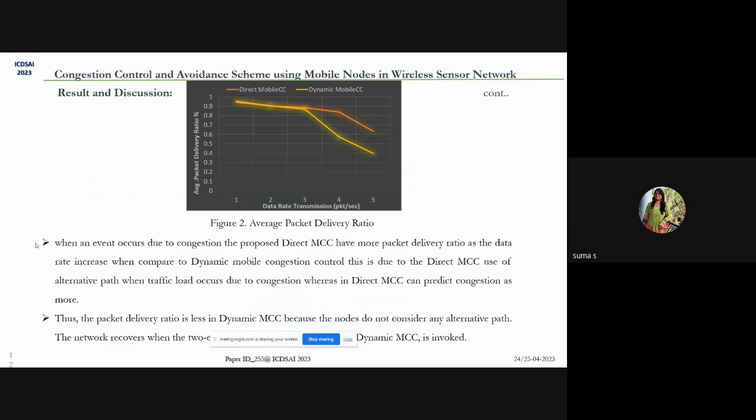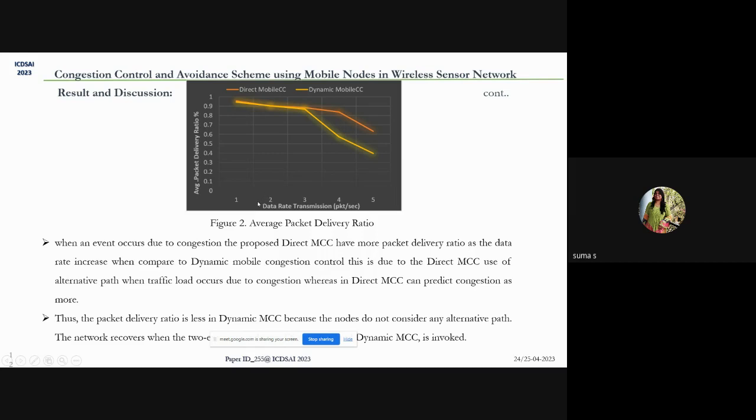So the first graph represents the average packet delivery ratio. Here the x-axis represents the data rate transmission, which is calculated in packets per second, and the y-axis represents the average packet delivery ratio in terms of percentage. The graph is plotted from direct mobile congestion control towards dynamic mobile congestion control. Whenever the event occurs due to congestion, the proposed dynamic direct mobile congestion control has a higher packet delivery ratio than the dynamic mobile congestion control.